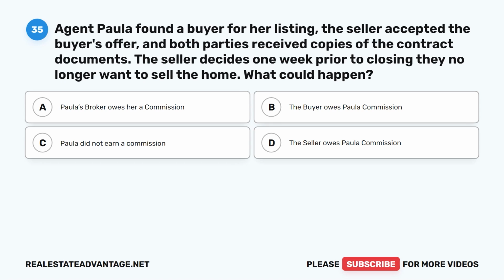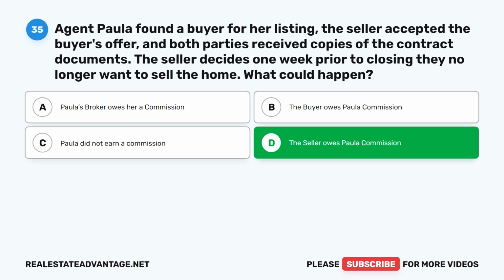Question 35. Agent Paula found a buyer for her listing. The seller accepted the buyer's offer, and both parties received copies of the contract documents. The seller decides 1 week prior to closing they no longer want to sell the home. What could happen? A. Paula's broker owes her a commission. B. The buyer owes Paula commission. C. Paula did not earn a commission. D. The seller owes Paula commission. The correct answer is D. The seller owes Paula commission.